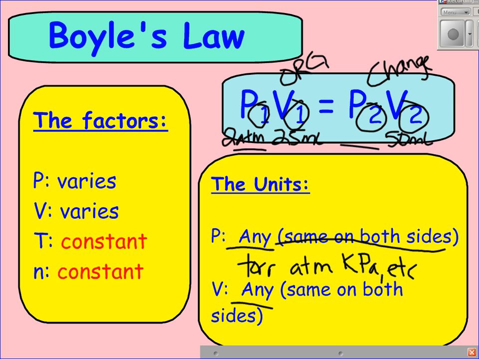Volume is the same way. Any units can be used. For instance, liters and milliliters. So long as they're the same on both sides of the equation, you can use any unit that you want.